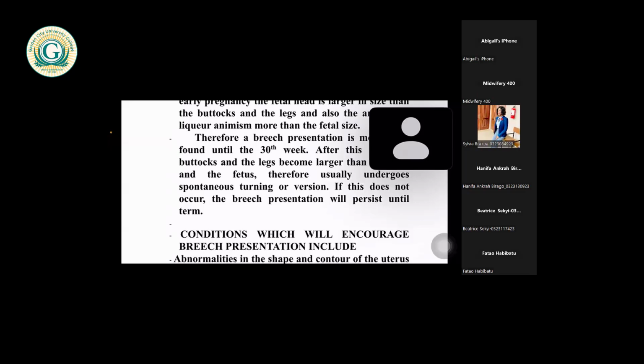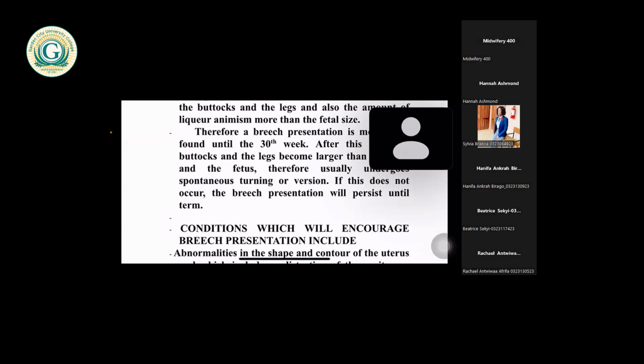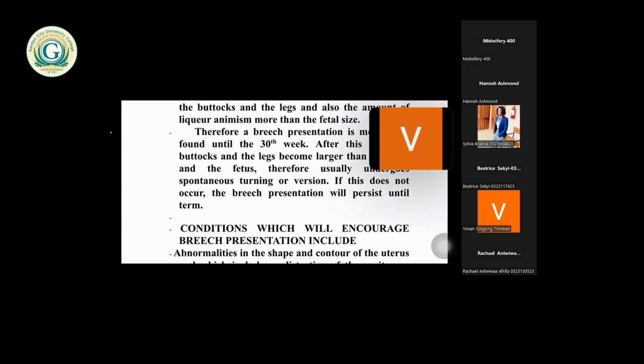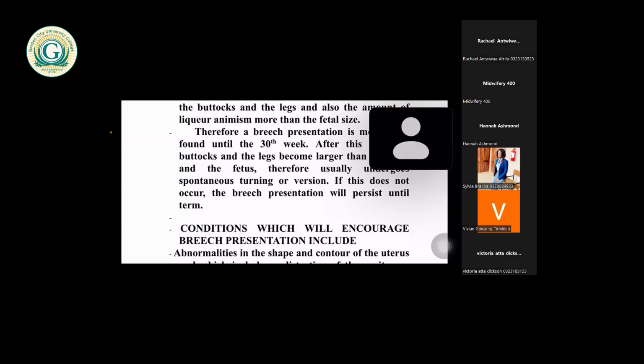Please, can you come clearer? I didn't hear what you said. Polyhydramnios. Sisters, in order to avoid this chorus of answers, why don't you just raise your hand? She mentions your name, then you go ahead, because people will come and be saying the same thing at the same time.